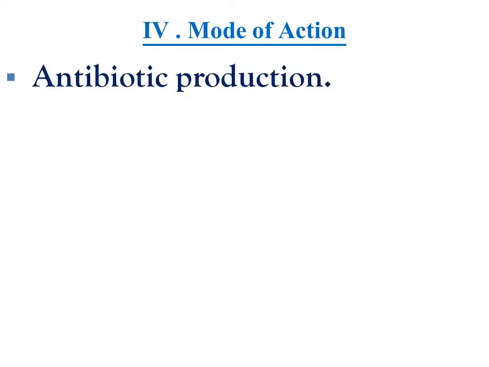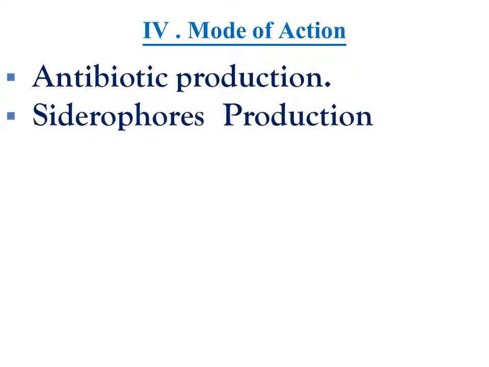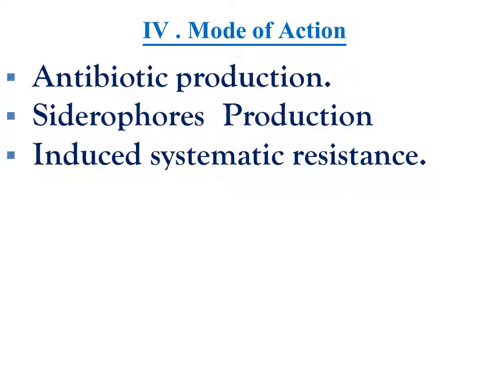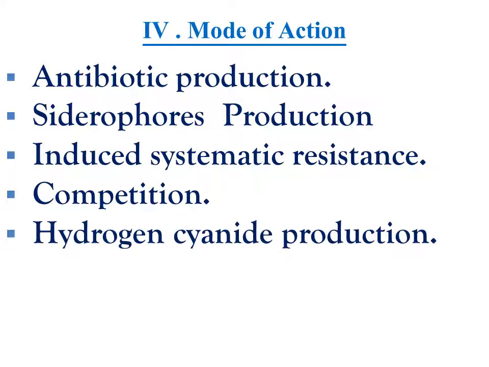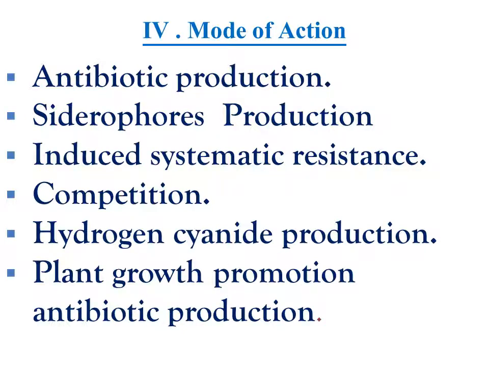The mode of action of Pseudomonas fluorescens includes specific activities like antibiotic production, siderophore production, induced systemic resistance, competition with other pathogens, hydrogen cyanide production, and plant growth promotion, like the antibiotic production which helps plant growth.